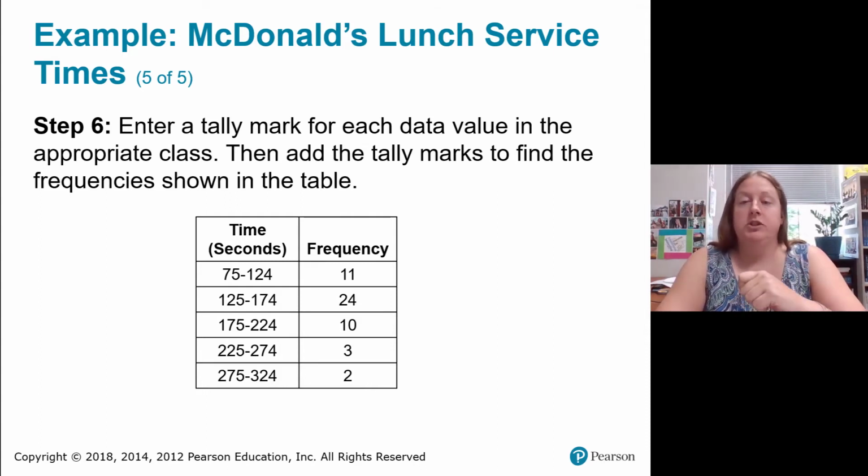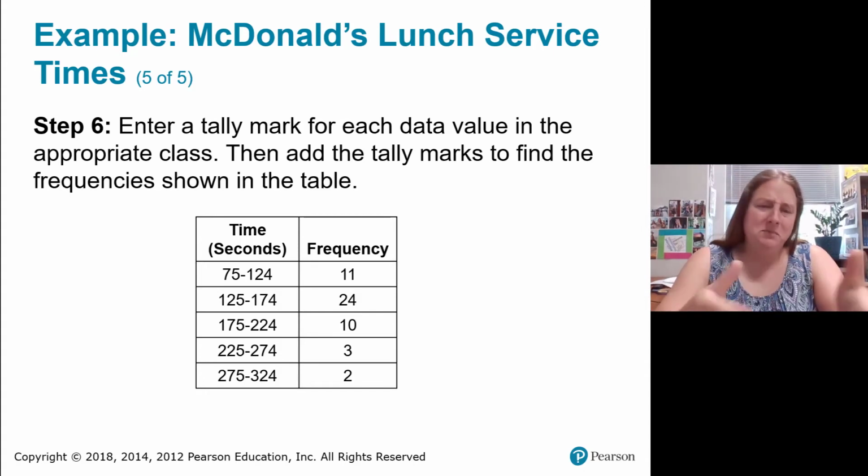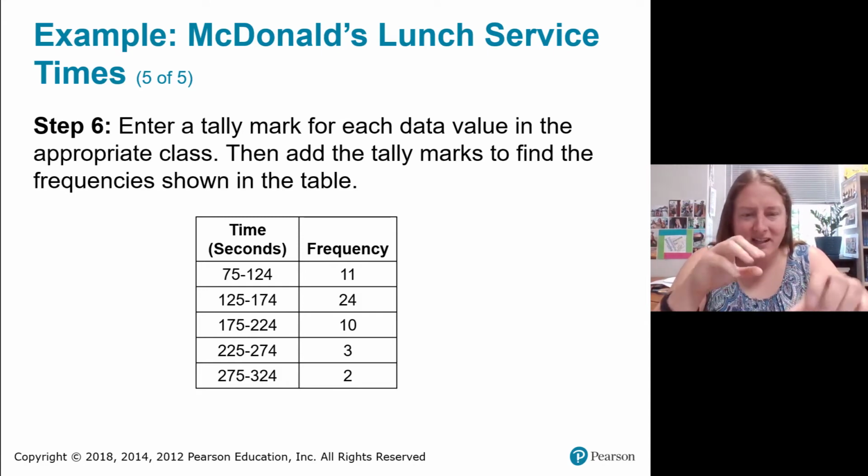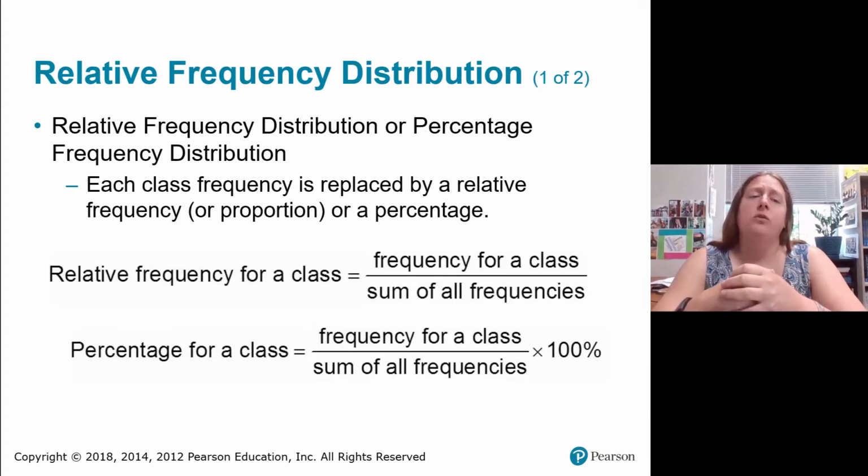Now, a frequency distribution like this, we can very easily look at it and say, you know what, it doesn't look very common to have 225 and above seconds waiting for our lunch at McDonald's. And it's most common that we're going to wait between 125 and 174 seconds. But that 24, the actual frequency itself, what it means to us, it's hard to get a really great grasp of that sometimes. So that's where this idea of a relative frequency distribution comes in to help us out.